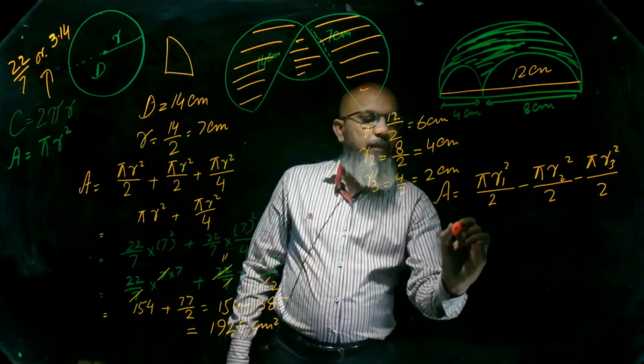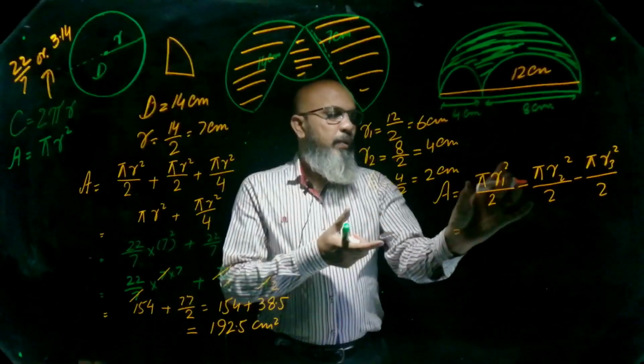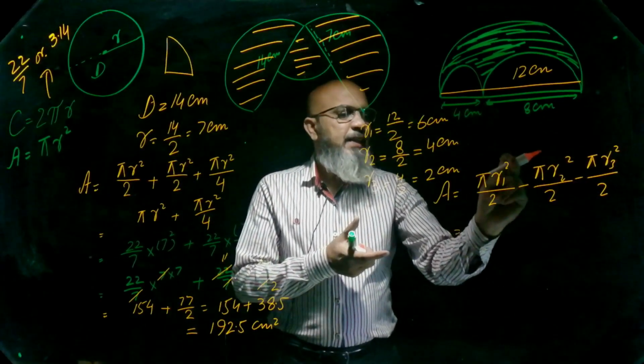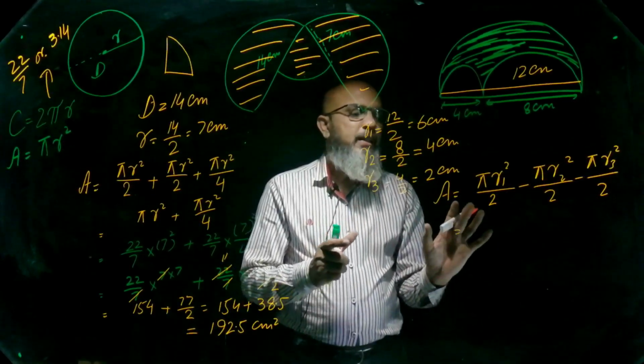So what is your R1? Now here we have 2 methods. What is your R1? That is your 6. Put the value of 6 here, and 6 6s are 36. Then you will multiply and you will divide and you will get your answer.